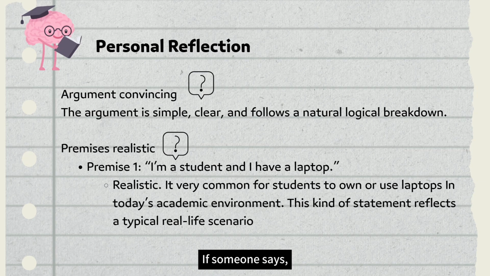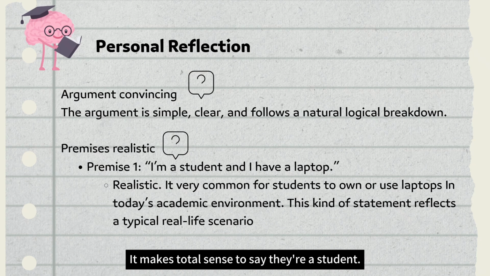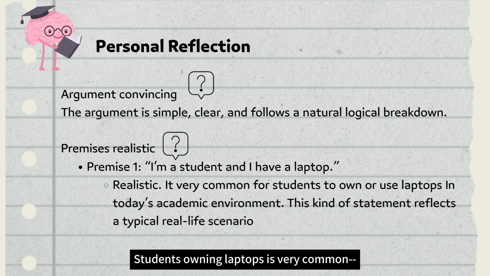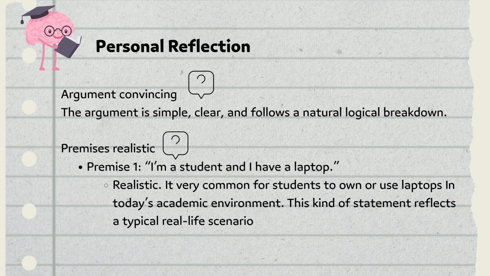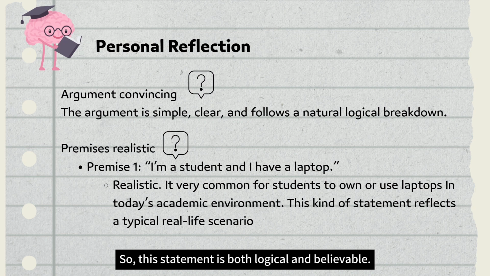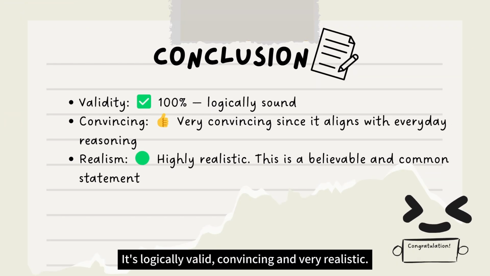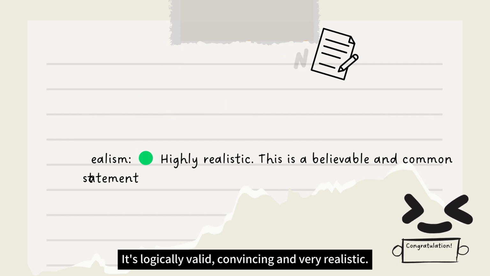If someone says, I'm a student and I have a laptop, it makes total sense to say they are a student. It's just pulling out one part of the full statement. Is it realistic? Absolutely. Students owning laptops is very common, especially today, so this statement is both logical and believable. So overall, it's logical, valid, convincing, and very realistic.